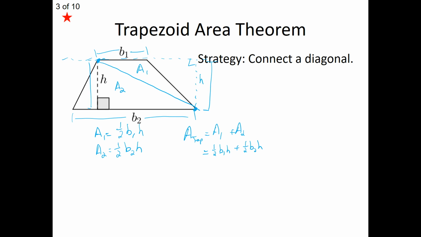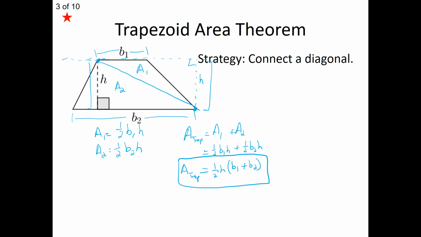And then with a little bit of algebra magic, we see that both expressions have a value of h and the value of 1/2, which means we can factor those out. By factoring out a half and the h, we're left with a sum of base sub 1 and base sub 2. And there we have it. This is the derived area formula of our trapezoid, which says the area of a trapezoid is simply 1/2 the height times the sum of the two bases.